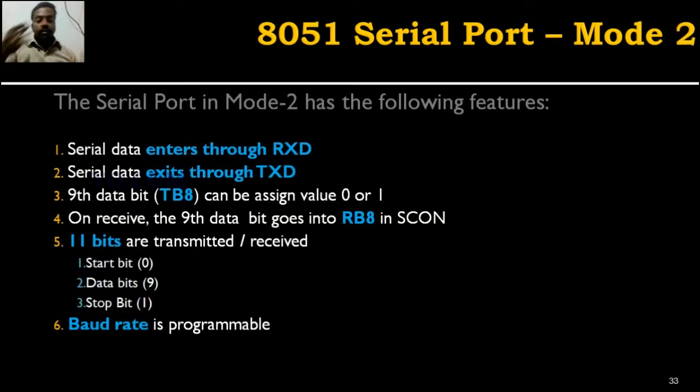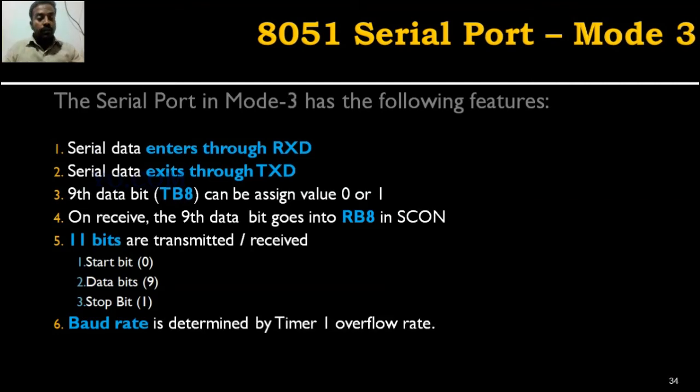Okay, then the next one is mode 2. The serial port in mode 2 has the following features: serial data enters through the RxD line, and serial data exits through the TxD line. The 9th data bit, TB8, can be assigned the value 0 or 1. On receive, the 9th data bit goes into RB8 in SCON. 11 bits are transmitted or received: one start bit, then 9 data bits, and one stop bit. The baud rate is programmable, so we'll see later how it can be programmed.